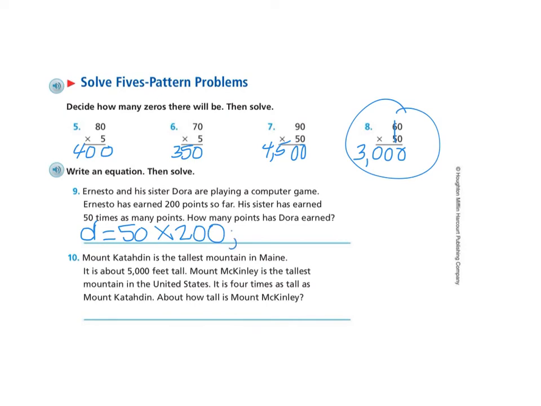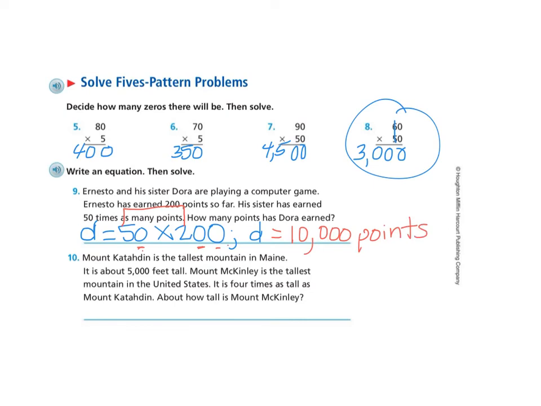So if I'm trying to figure out what Dora is, I see that right now there is 1, 2, 3 zeros in my multiplication problem. But I know that 5 times 2 adds another 0. So how many points does Dora have? She's got 1,000 points. Hopefully you're starting to see a little bit of a pattern here.